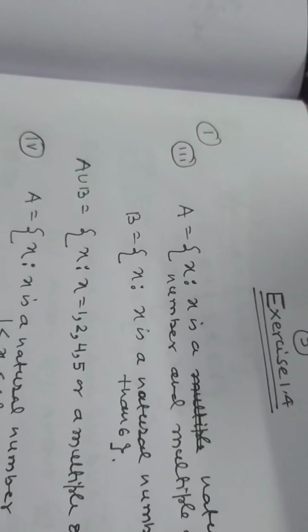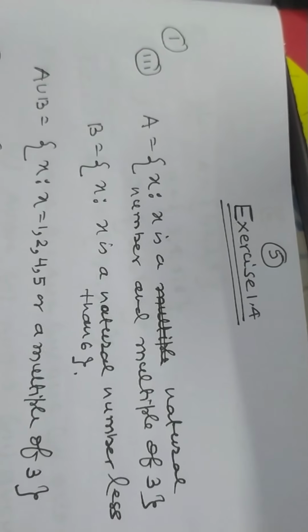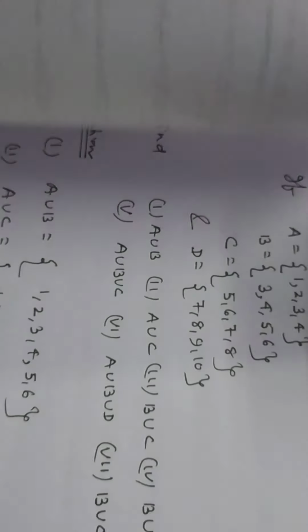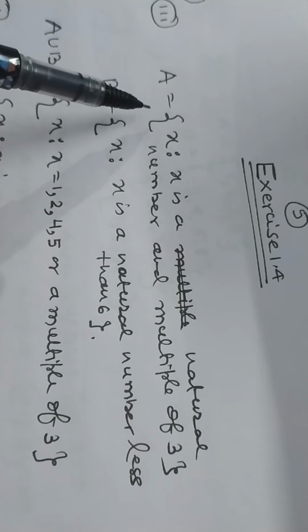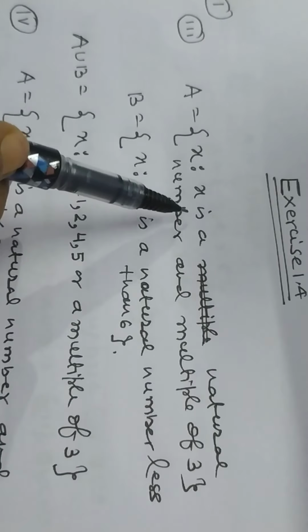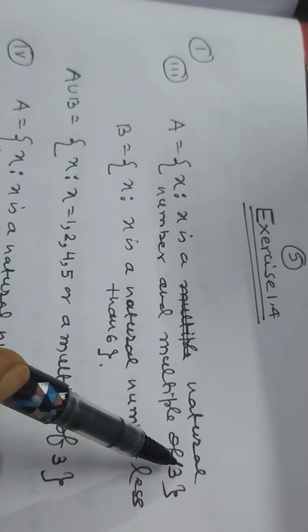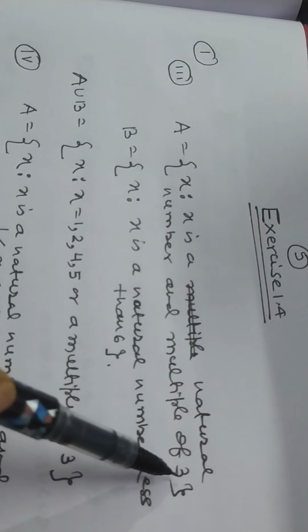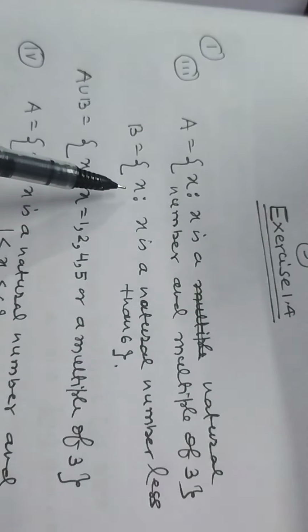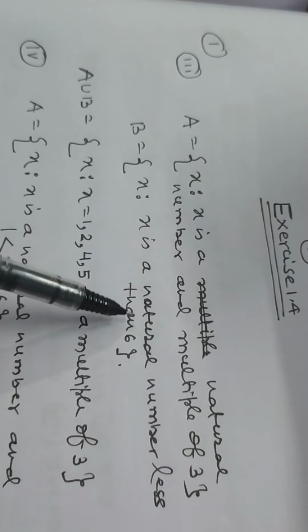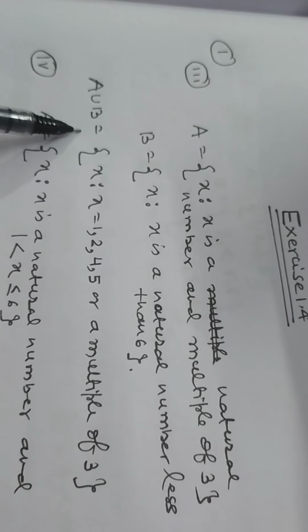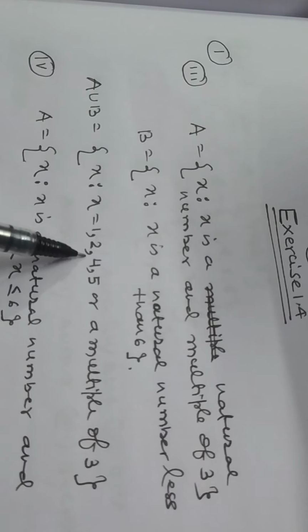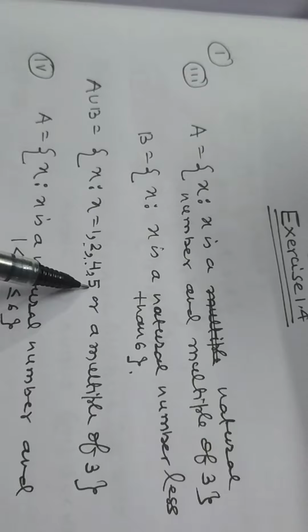My dear students, now I want to discuss some problems of exercise 1.4 also. Problem number 3. A is the collection of elements x such that x is a natural number and a multiple of 3. B is the collection of elements x such that x is a natural number less than 6. So A union B is equal to less than 6, so 1, 2, 4, 5.